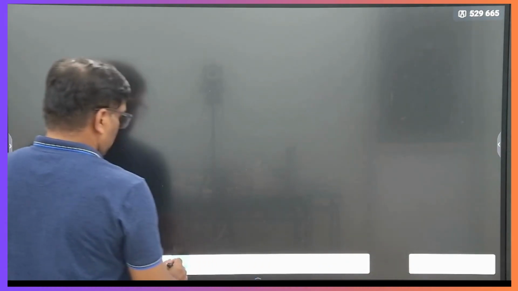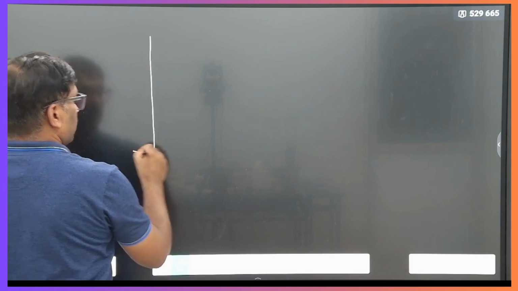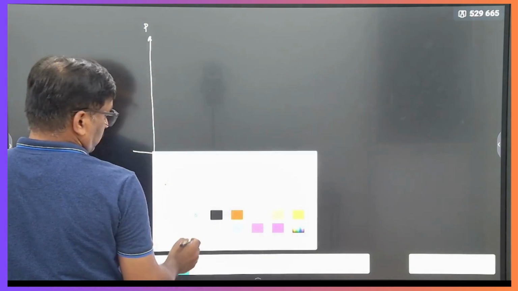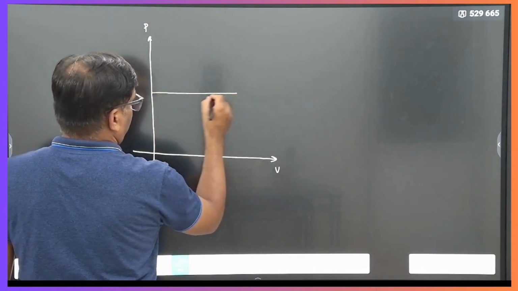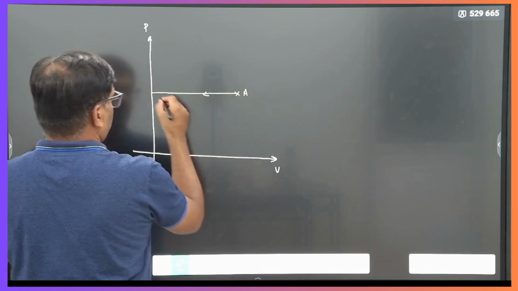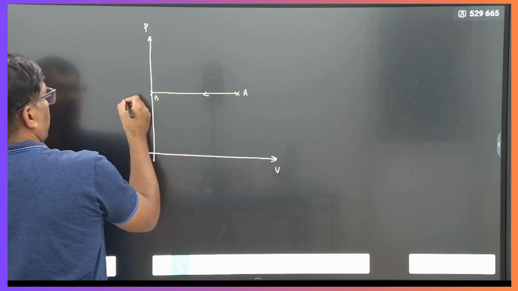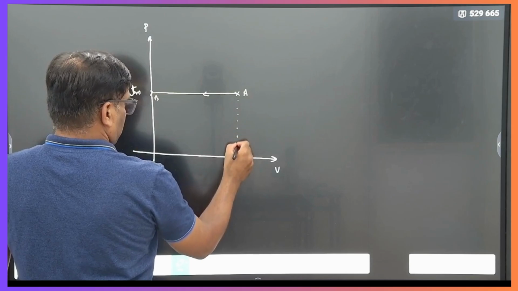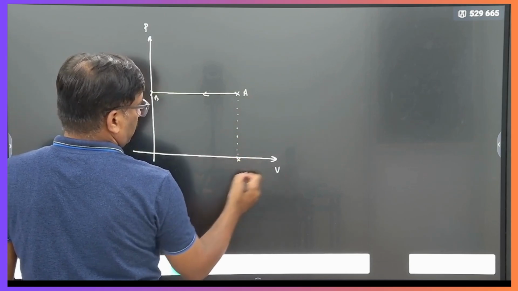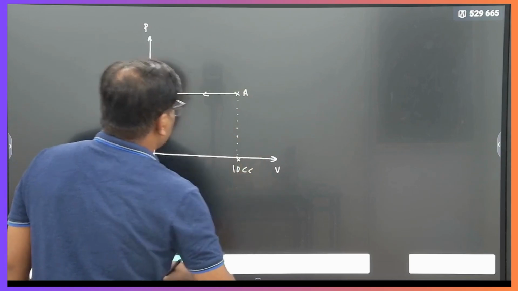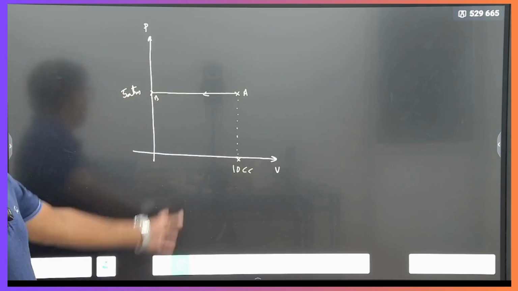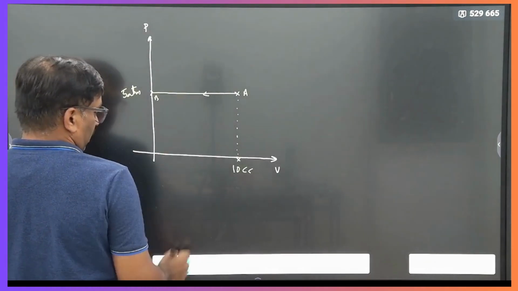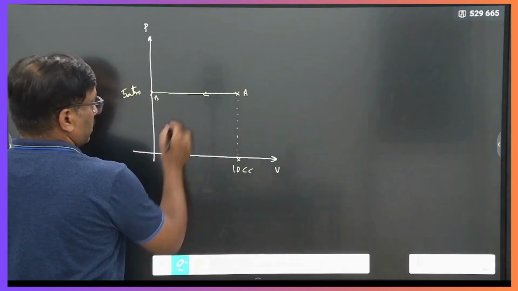Similarly, suppose here is one more question. Suppose here this is P and this is V. Here we are going from A to B. The pressure is 5 atm, and the volume is 10 cc. Now, what will be the work done in this situation? What you have to do is calculate the area under this one. What is the area under this?